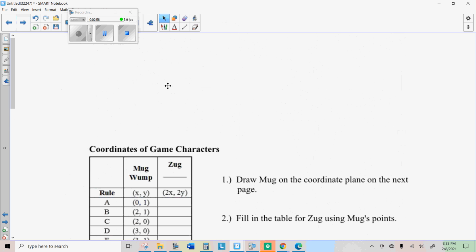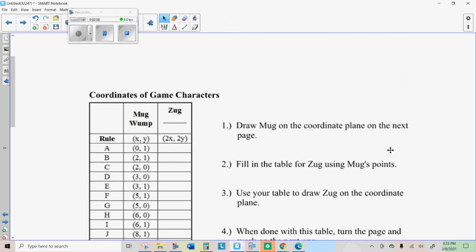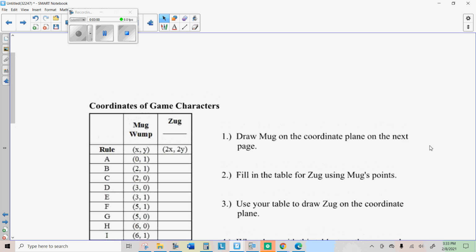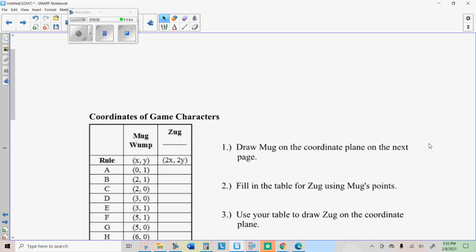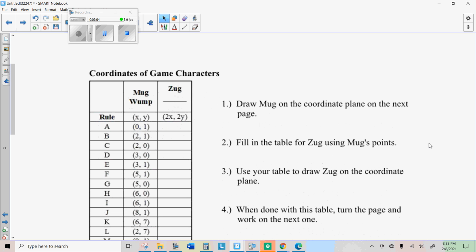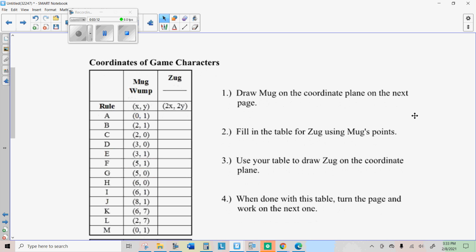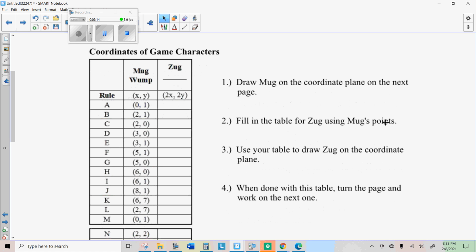Now we're going to see what happens when we apply certain rules to characters. If the object is a Zug, then it's mathematically similar to Mug. So we're wondering if Zug is actually related to Mug. In other words, is he mathematically similar?